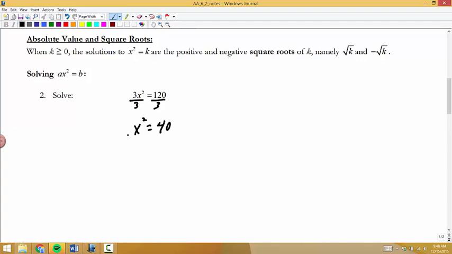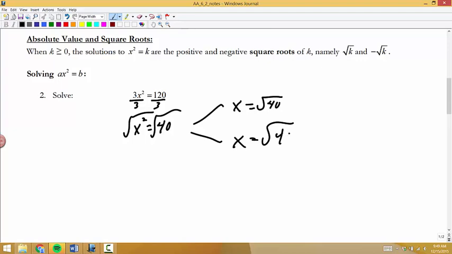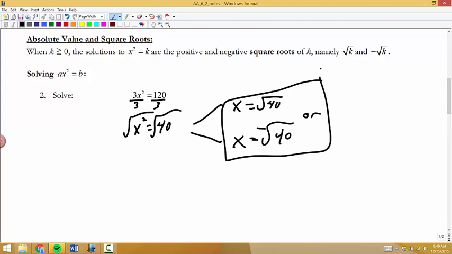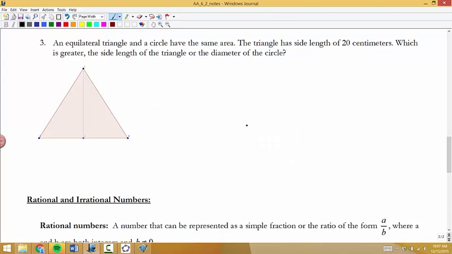And now, if I'm going to get rid of the square, I'm going to take the square root of both sides. Well, we know the square root of x squared is really going to be two separate things. We have x is going to be equal to the square root of 40, and x is going to be equal to the opposite of that, or negative square root of 40. So we actually have two answers. x can be this or this. So this would be the solution to that quadratic.